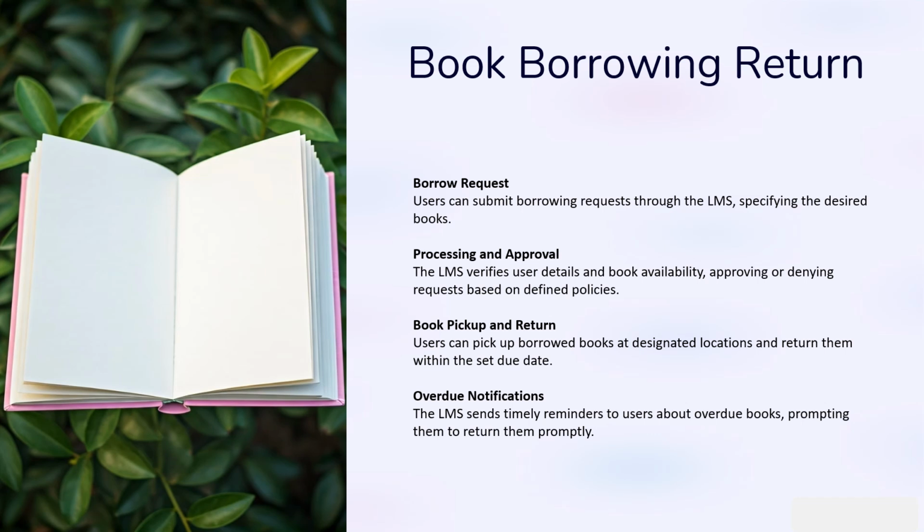Under this LMS, we have book borrowing and return: borrow request, processing and approval, book pickup and return, and overdue notification. The borrow request: users can submit borrowing requests through the LMS specifying the desired books. Then processing and approval: the LMS verifies users' details and then book availability, approving requests based on defined policies. Book pickup and return: users can pick up borrowed books at designated locations and return them within the set due date. Overdue notification: the LMS sends timely reminders to users about overdue books, prompting them to return them promptly.